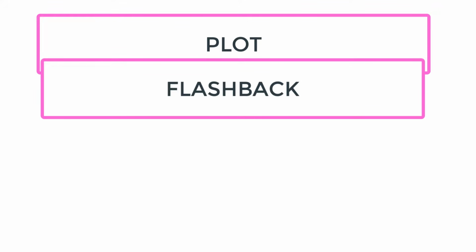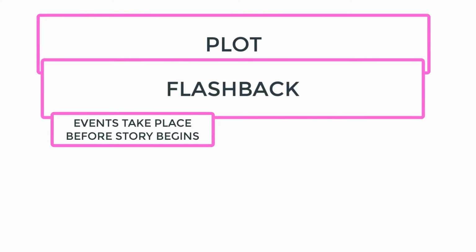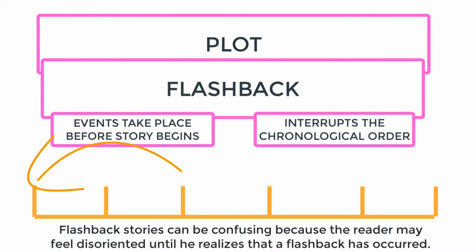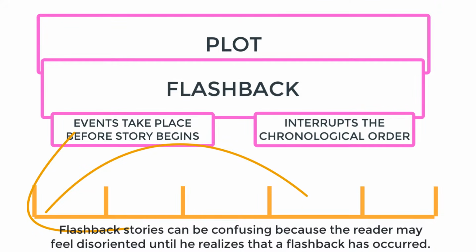The flashback. In the flashback plot structure, there are events that take place before the main story begins. The flashback interrupts the chronological order of the main narrative, and it takes the reader back to past events in the character's life. This backstory helps the reader get a full understanding of the present events before going to the upcoming events.